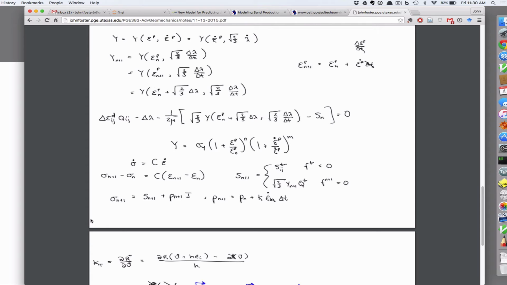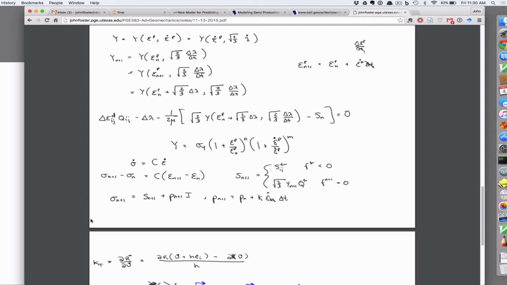No, I mean, we don't need to include the epsilon p in your yield function. Well, ultimately, when you update Sn+1, you do, right? Because you're going to take a trial elastic step, and you're going to evaluate your yield function.